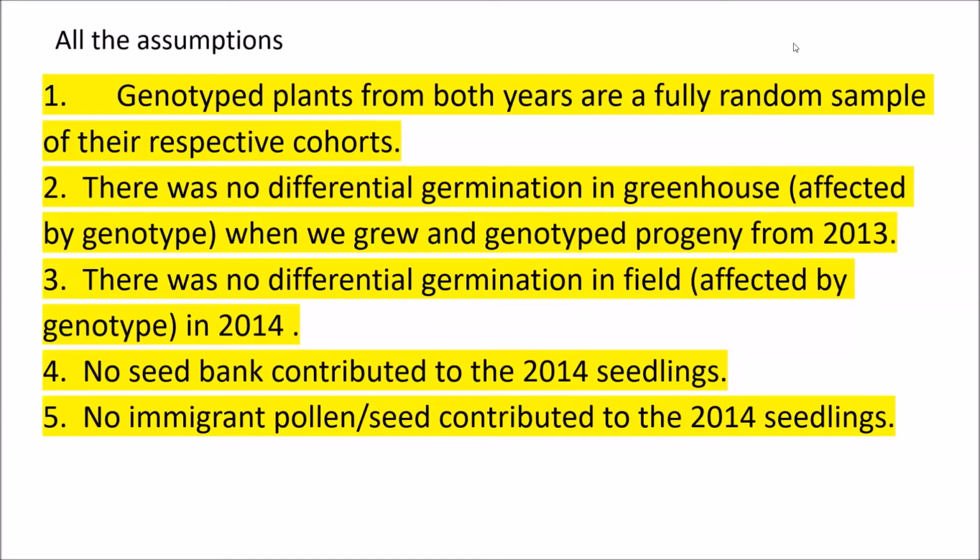And also things like, I assumed the population was closed. In other words, everybody in 2014 was an immediate offspring of the plants that were present and flowered in 2013. That could break down due to things like migration, or if there is a seed bank in this population. We have no evidence of a seed bank, but if there is, that could certainly produce a deviation between observed and expected.